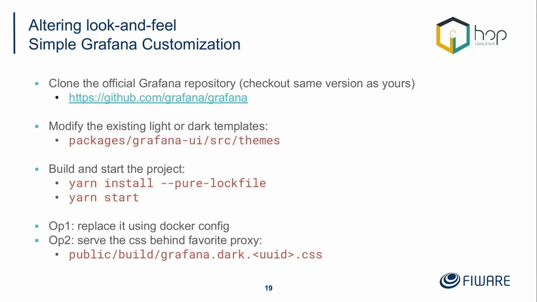It will generate the Grafana theme CSS. Be careful and check that you are modifying the same version of the Grafana that you want to modify, because this UUID is based on the version of Grafana. And then, once you have the built CSS, you can replace it using the Docker compose file, or what we do is we serve it behind a proxy, because we have many instances that use the same style, and we can change all the style of the instances just using the same CSS. You lose the file theme because you modify it, but it will save you a lot of time.